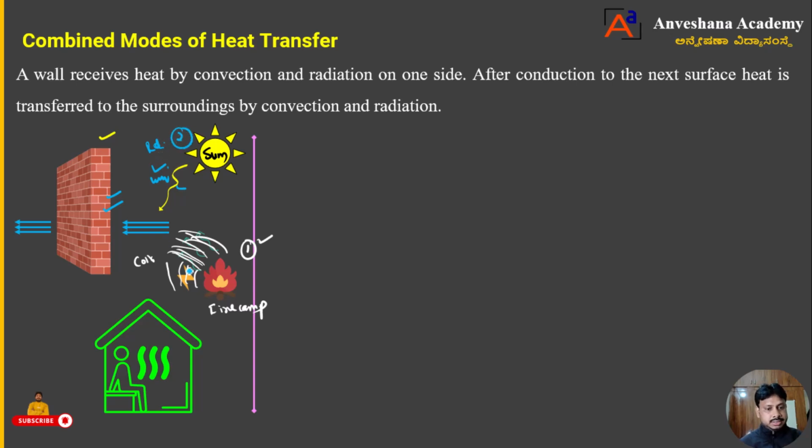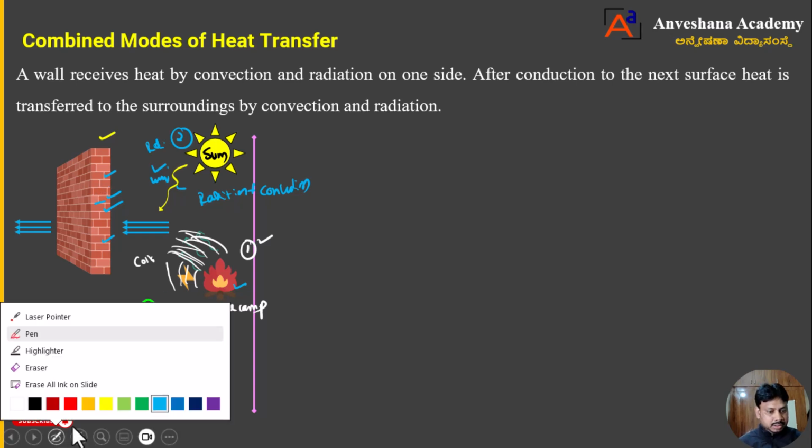Because of this fire camp, convection heat transfer is going to take place to the wall, and because of this solar radiation, radiation heat transfer is going to take place into the wall. That means both radiation heat transfer and convection heat transfer are going to take place into the wall. If two or more modes of heat transfer take place simultaneously in a system, that type of heat transfer you can call a combined mode of heat transfer, dear students.